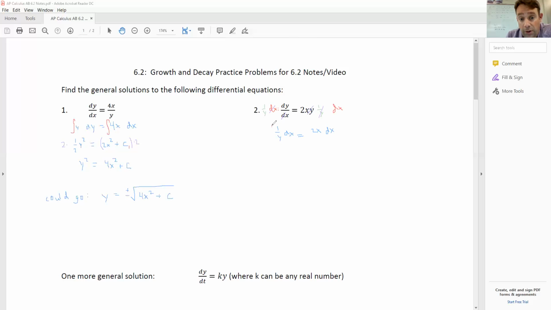So we can go ahead now and integrate a little bit. And we end up with the natural log of y equals x squared plus c.